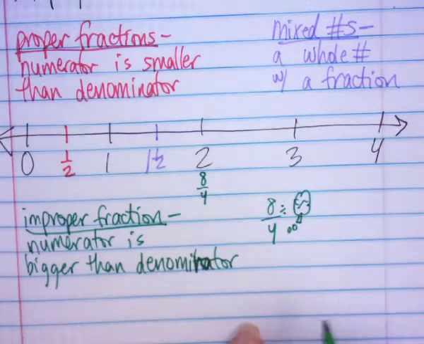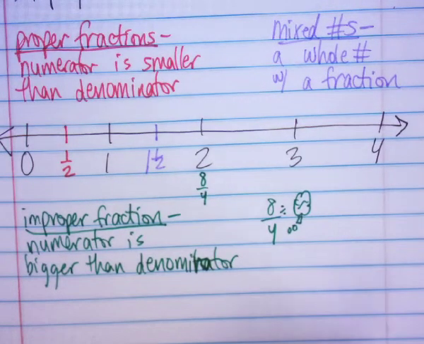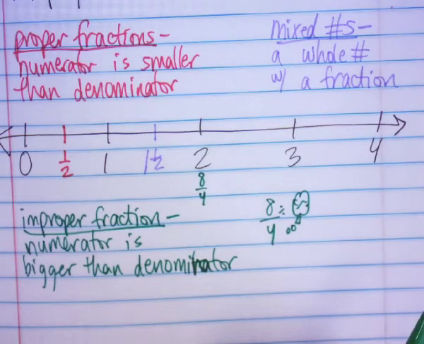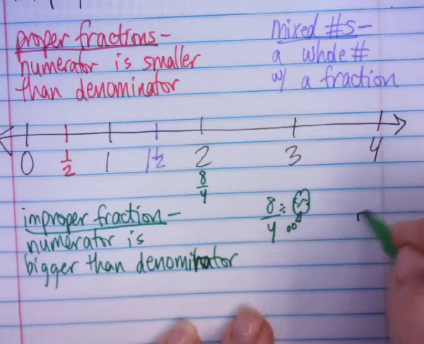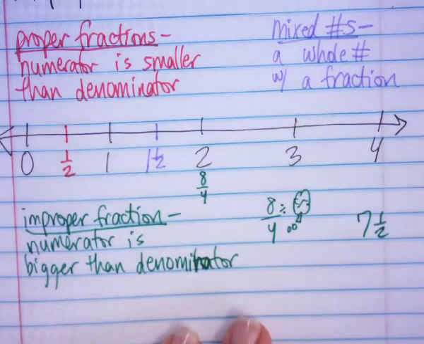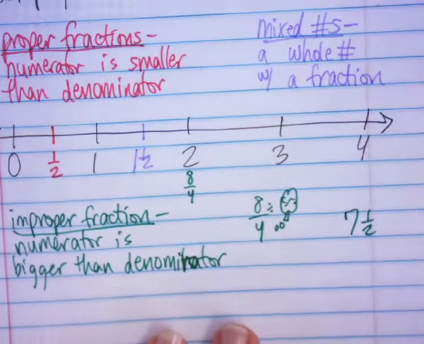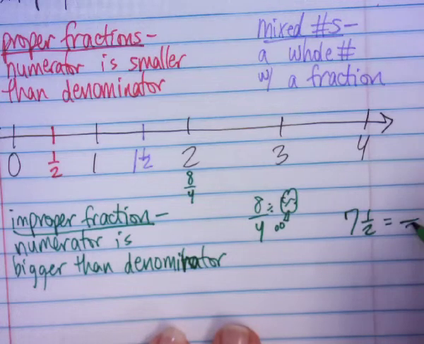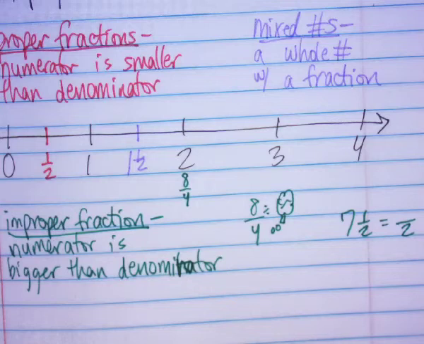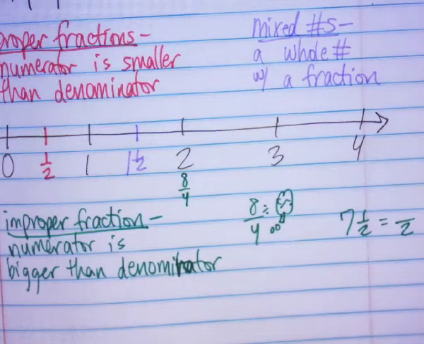See that? So like on the pretest, the one that I didn't get, it was like 7 and 1/2 equals 2, but there was a blank. So it was just 7 and 1/2 times 2. Well, let's talk about that in just a second.